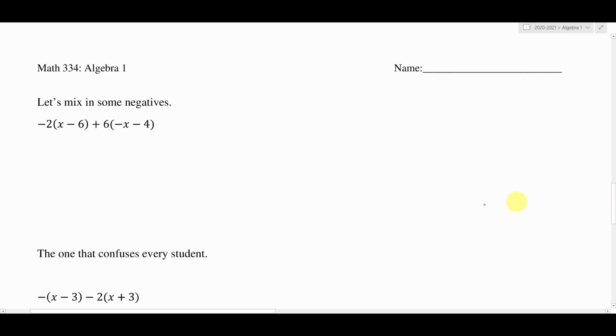All right, let's mix in some negatives. Kick it up a notch, see if we can handle some negative stuff. So here we go. It's very much the same problem, it's just we have some negatives in there now. So I see here I've got negative 2 times x minus 6.